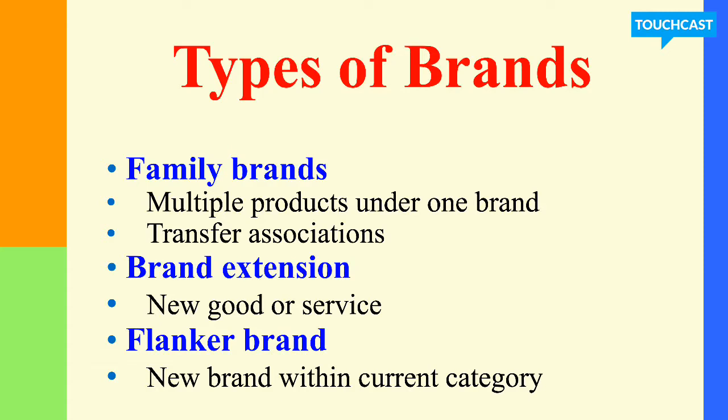You then have brand extensions, which would be a new good or service associated with a brand that you're already selling. So for example, maybe a new flavor or a new category of a product that you're selling. That's a brand extension. Flanker brands are new brands within a current category that you're selling in.